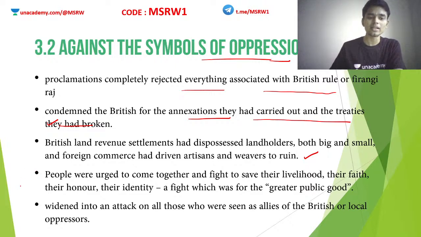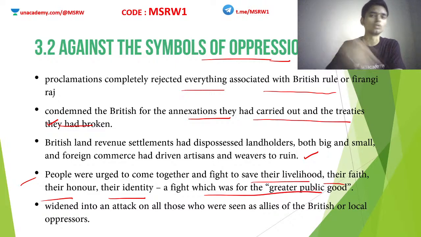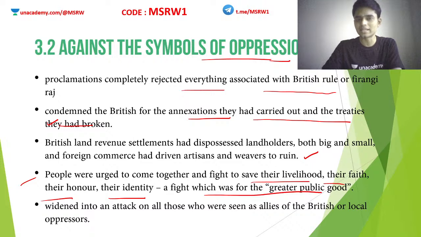So the people were urged to come together and fight to save their livelihood, their faith, their honor, and their identity, and a fight for the greater public good. This is how the leaders appealed to the people. Britishers are taking away everything. They are hindering your culture, your tradition, your religion, your faith, your belief. Now it's time we should all unite, and we should oppose and protest against the British. We should unite together in a revolution. This is the appeal to the Indian masses.